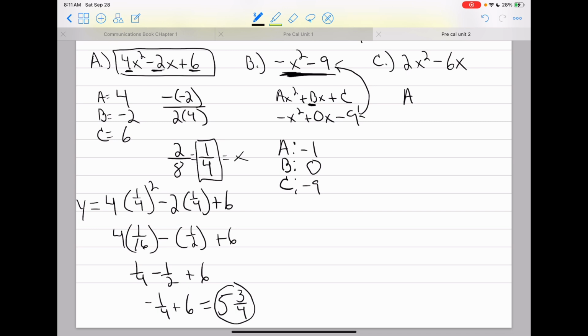Find A, B, and C for this one. You paused, you did that. You're like, okay, A is easy, A is 2. B is easy, B is -6. And hopefully you were like, well, C is easy because this is plus 0. So C is 0.